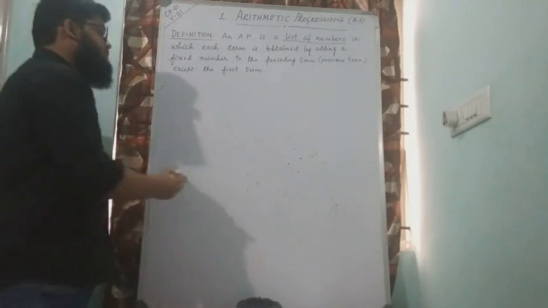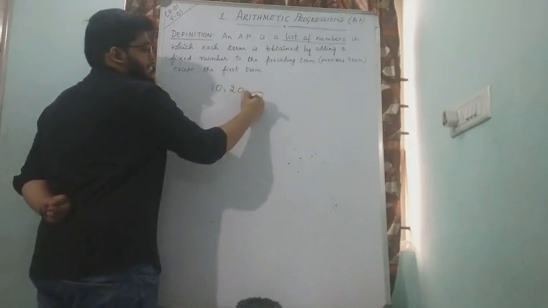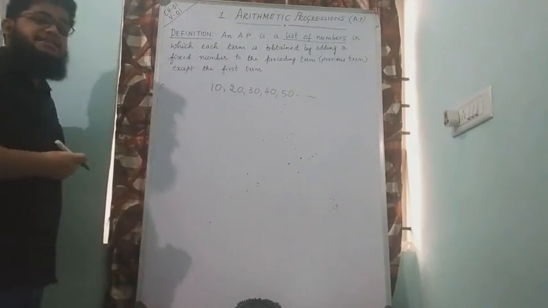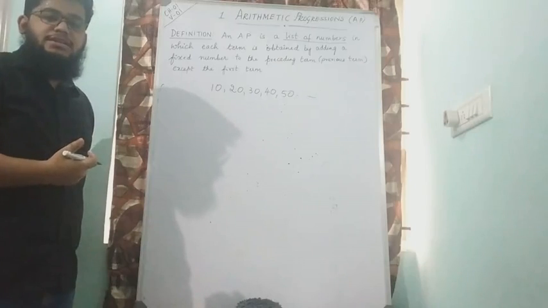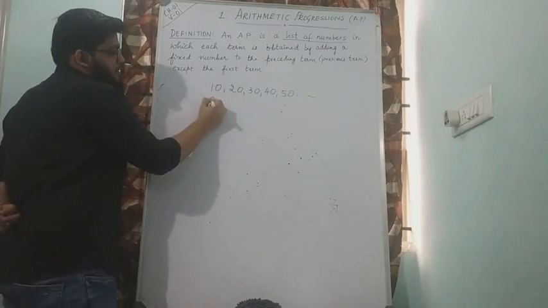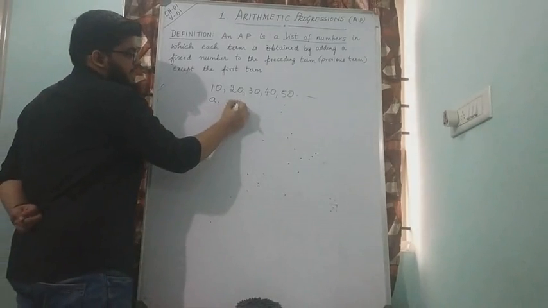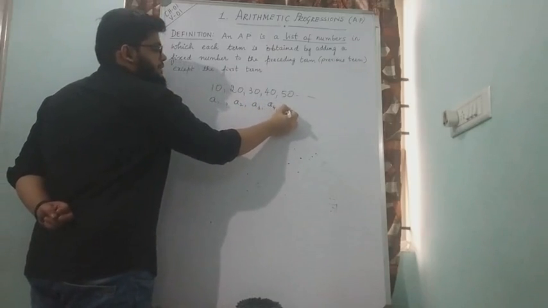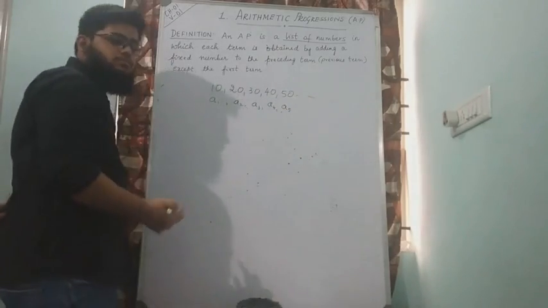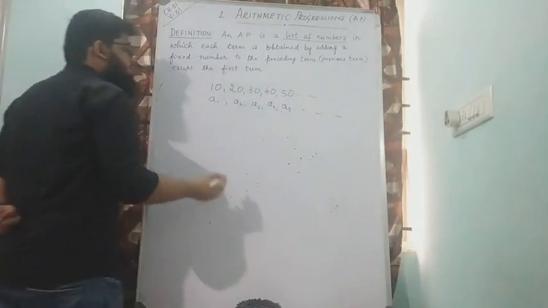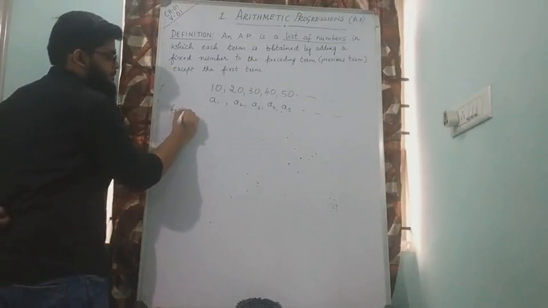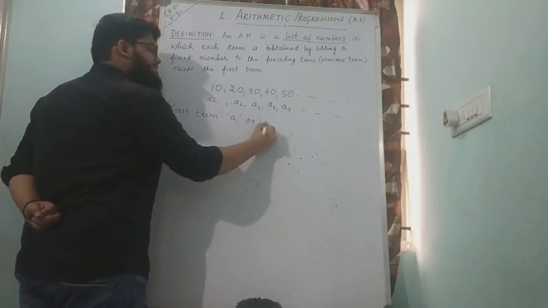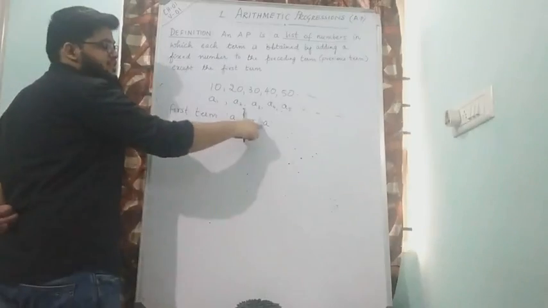I'll again write down a list of numbers: 10, 20, 30, 40, 50 and so on. In this list of numbers, first of all, this will be called the first term A1, second term A2, third term A3, fourth term A4, fifth term A5. This list can go up to any value, right? Now, the first term is always given with A1 or just A. Even if you don't write A1, you can just write it as A.